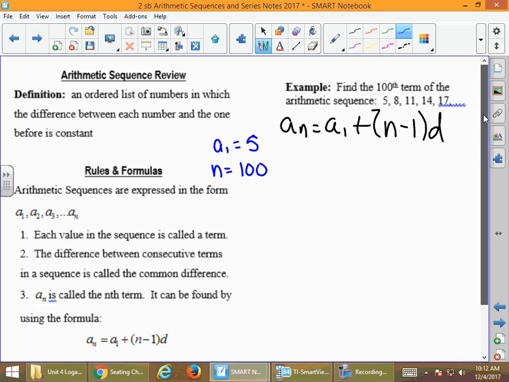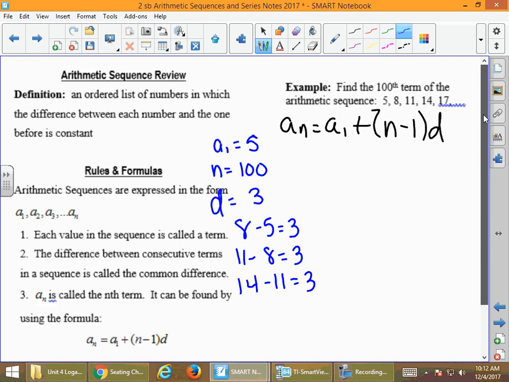We need one other piece of information, and that is the common difference. To figure out what the common difference is, we take 8 minus 5, which is 3. 11 minus 8, which is 3. 14 minus 11 is 3. Is 17 minus 14 3? Yes. So our common difference here is 3.